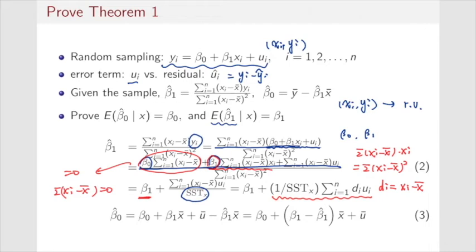the randomness in beta 1 hat is entirely driven by the error term in the sample. This error term ui can be larger than 0 or smaller than 0, which makes beta 1 hat higher or smaller than the true parameter beta 1.